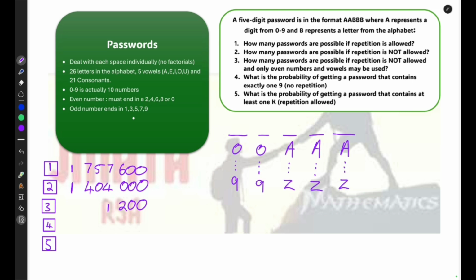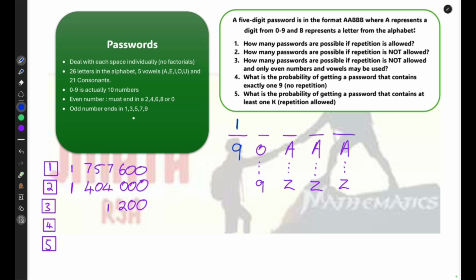Question 4, what is the probability of getting a password that contains exactly one 9? Okay, so if we go back in this chapter to the very first video, I told you guys that whenever they tell you what is in a certain space, then I replace the options with a 1. So in this case, that is going to be a 9, so I'm going to change it to a 1.